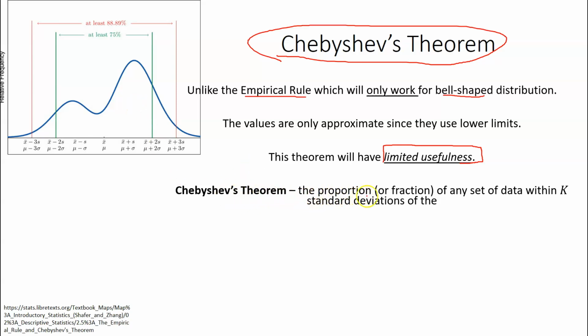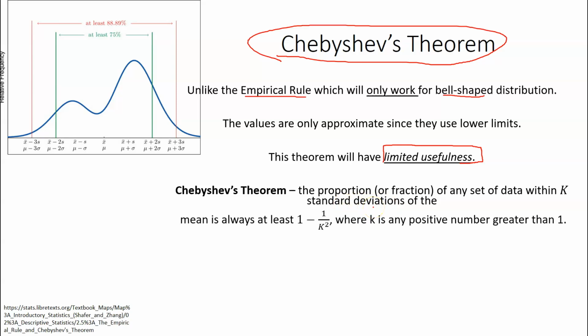Chebyshev's theorem: the proportion or fraction of any set of data within k standard deviations of the mean is always at least 1 minus 1 over k squared. You do not need to write this down. Here k is any positive number greater than 1. I'm going to read some of this. It's a lot of the theory behind it. Just hang on for a second. It's really not that hard to use. For k equal to 2 and k equal to 3, the following statements hold.